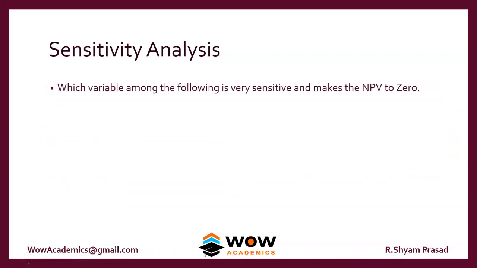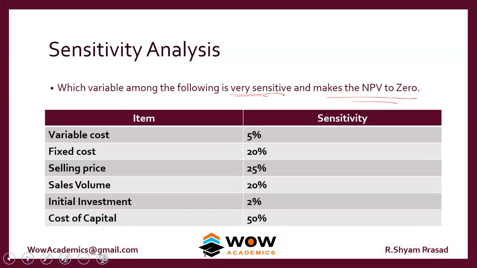So we'll have a discussion about sensitivity analysis. Which variable among the following is very sensitive and makes the NPV 0? So a company has already done an NPV analysis. You have already done an NPV analysis and you have already done a sensitivity analysis also. You have got these numbers.